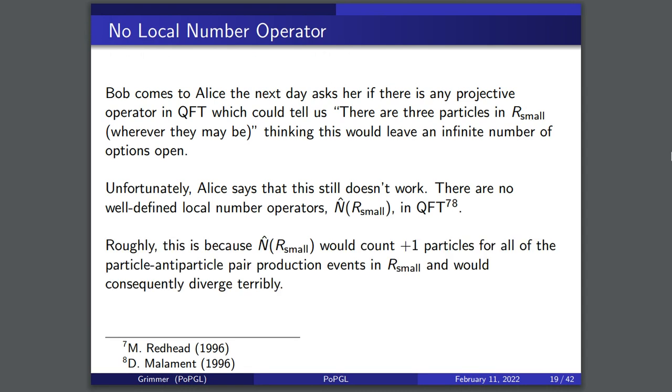But to summarize, Alice says roughly the reason for this, if you want some physical gloss on it, is because n hat of R small would have to count +1 particles for all of the particle-antiparticle pairs which are being produced in R small. And this would consequently diverge terribly. If you look at any quantum state and you look at it on very small scales, there's a soup going on there of particle production and everything. So you get a terrible divergence if this is allowed to happen, or if you try and count particles in this way.